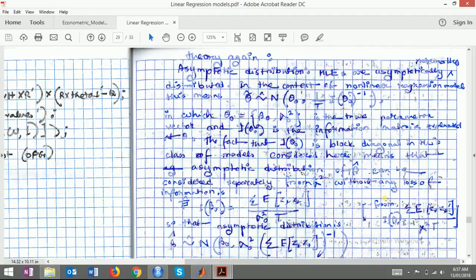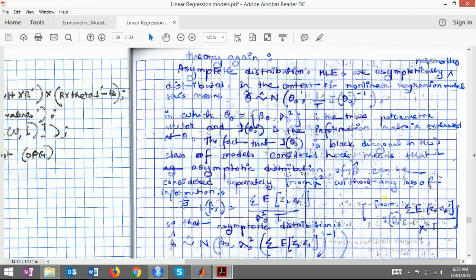of z_t z_t transpose. In practice, sigma naught square is unknown and replaced by sigma hat square, which is the sum of squared differences between the dependent variable and the nonlinear function, divided by T. The standard error is computed when we simply divide sigma hat square by z_t z_t transpose. The asymptotic distribution of sigma hat square is thus normal with mean sigma naught square and variance 2 sigma naught to the fourth divided by T.